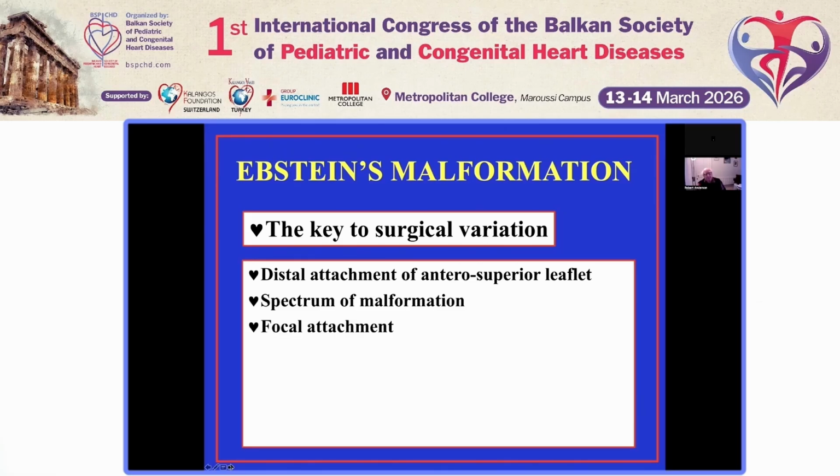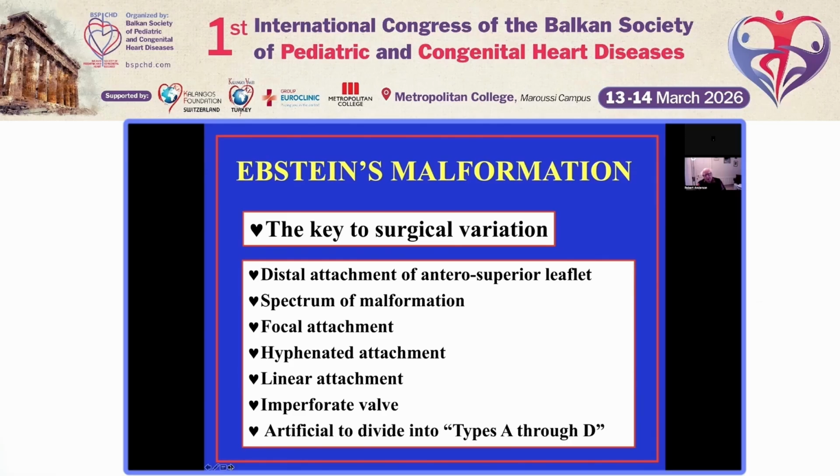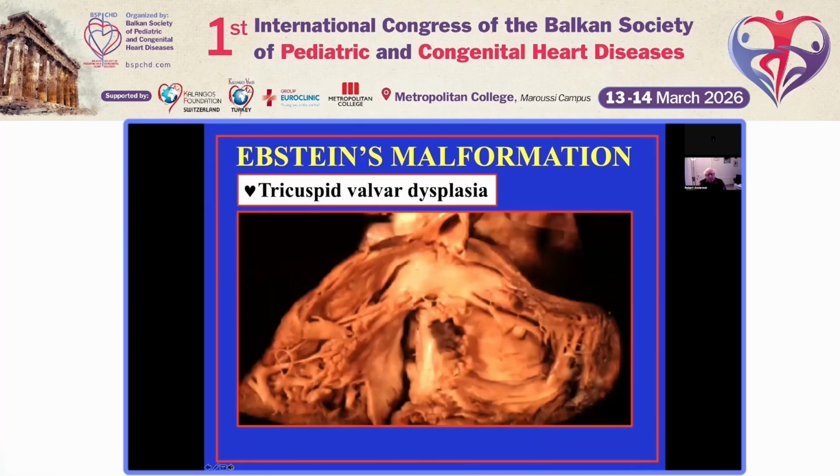And there is a spectrum from the variations I've shown you, the focal attachment, the hyphenated attachment, the linear attachment, ending up at the imperfect valve. And I think it is much too artificial to try to divide that into types A through D. But these features are particularly important now as you consider which patients are suitable for a cone repair.